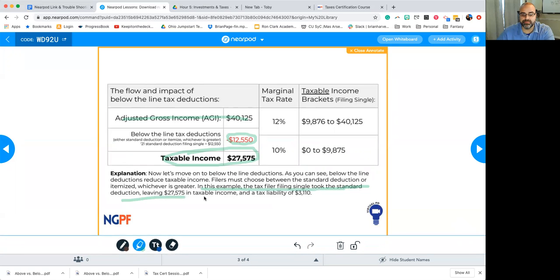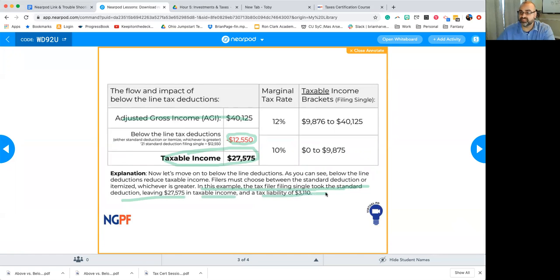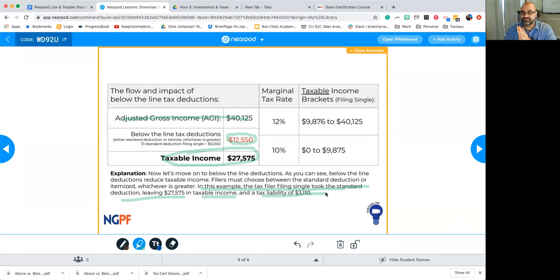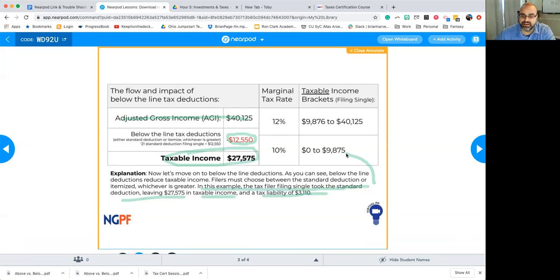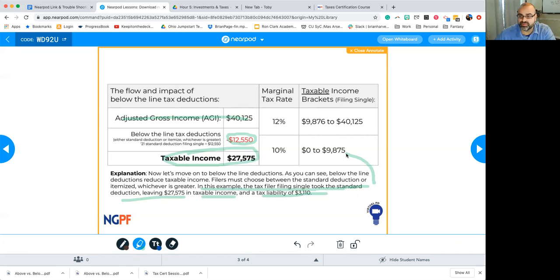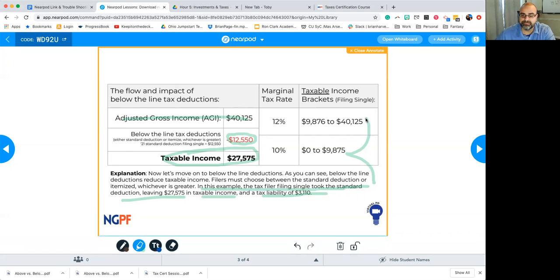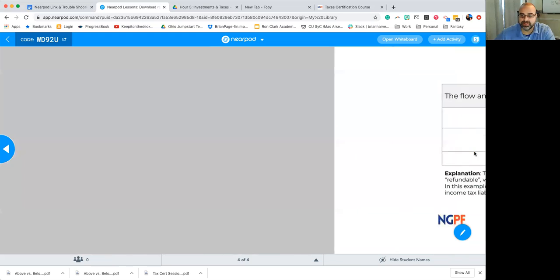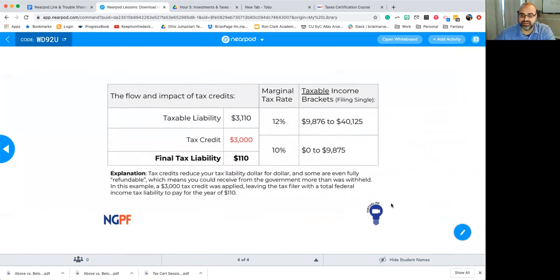In this example, the filer filing single took the standard deduction, leaving $27,575 in taxable income. That means this person's tax liability is $3,110. That's how much this person would owe when you do the math, when you flow the taxable income through the first tax bracket and then the second. But we're not done. We still have a tax credit to consider.